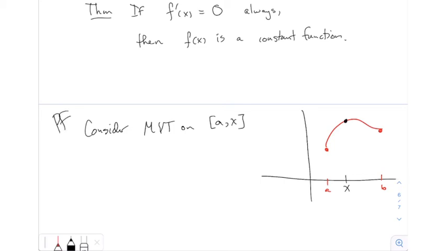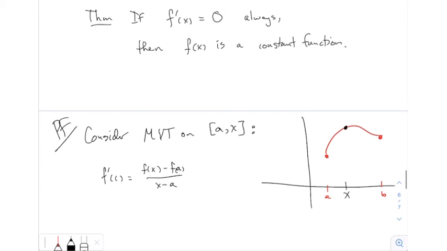I guess this is a proof, well, it's not going to be super technical. What does the mean value theorem say? It would say some point c exists where f prime of c equals f of x minus f of a divided by x minus a, right? This is what the mean value theorem would say if I only considered the interval from a up to just some other point x.